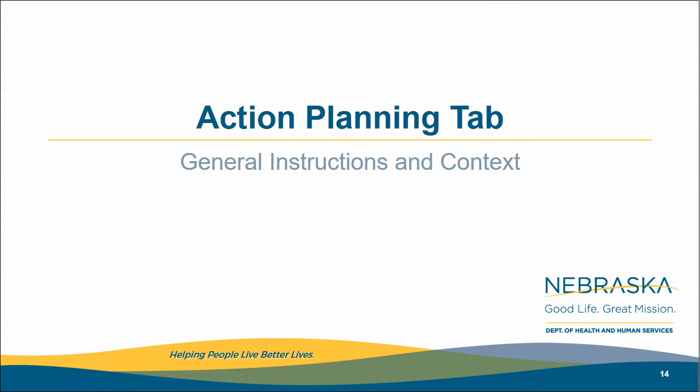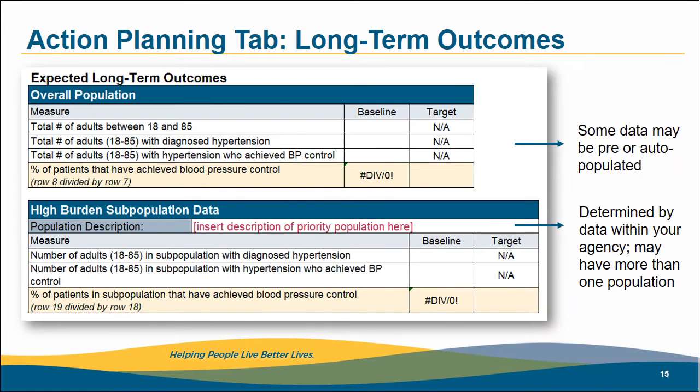Here we'll give you a general sense for what you can anticipate within the action planning tab of the Scan and Plan tool. The first section that you'll see on the Action Planning tab are the expected long-term outcomes. I'll preface that I know the screenshot that you see may not match the expected long-term outcomes that are included in your organization's Scan and Plan tool file.